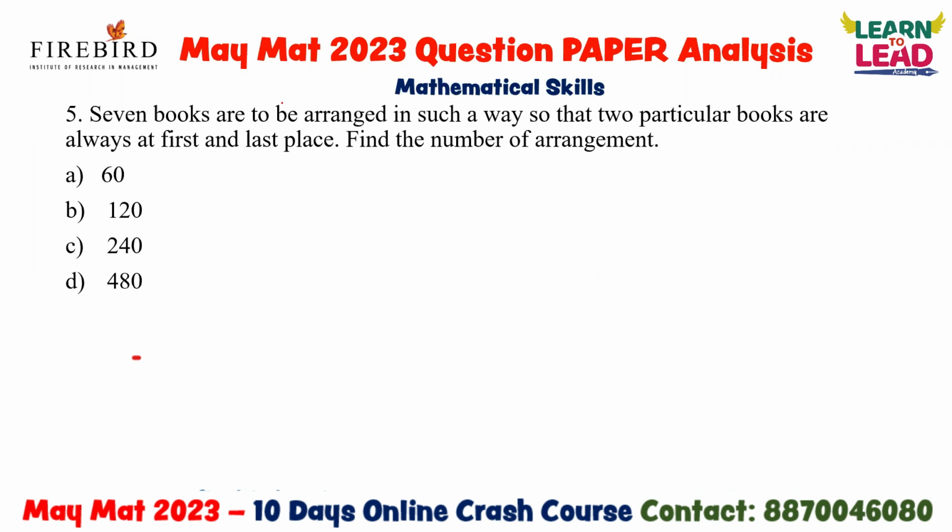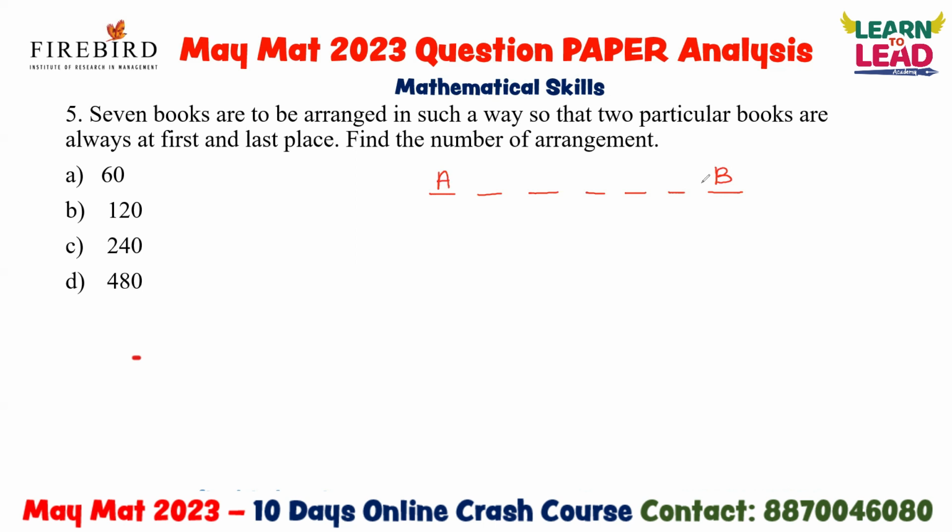See the question now. 7 books are to be arranged in such a way that 2 particular books are always at first and last place. Find the number of arrangements. So how many books are there? 7 books. Let us keep 7 places. In that, let us take the 2 particular books as A and B, right? So let us assume that A always takes the first place and B always takes the last place.